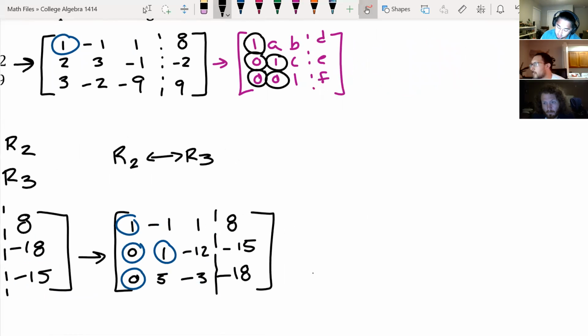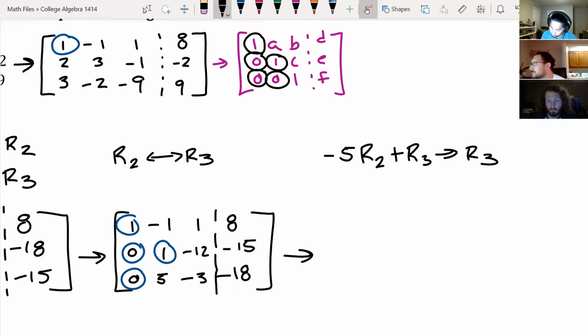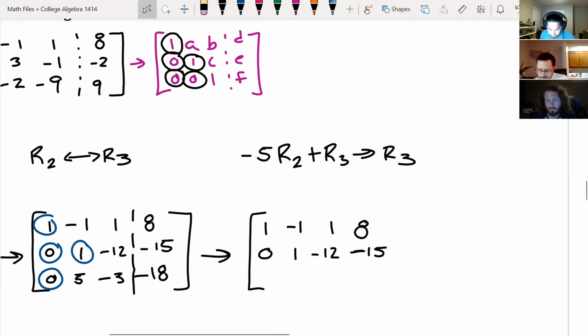So we're going to do another row operation. We're going to manipulate row 2 and add it to row 3. So I'll say -5 times row 2 plus row 3 will become my new row 3. 1, -1, 1, 8. 0, 1, -12, -15. Come on. My pen's like, stop it. No more. All right.